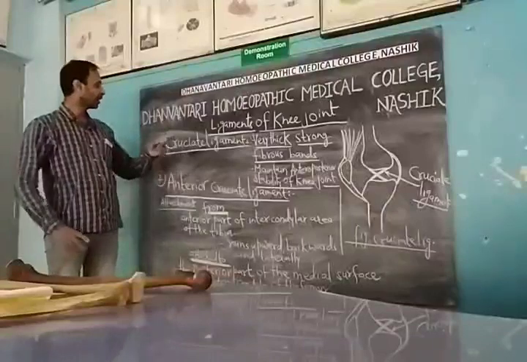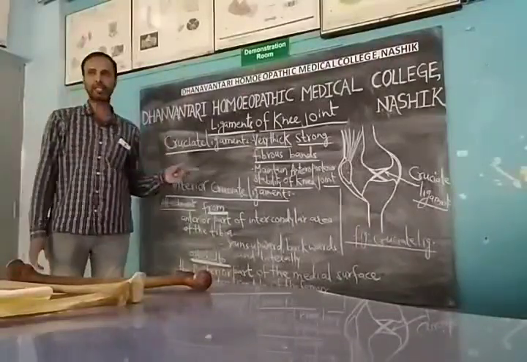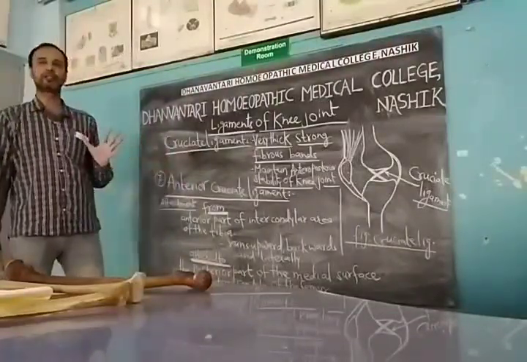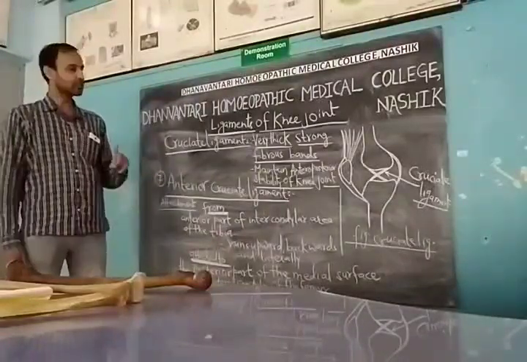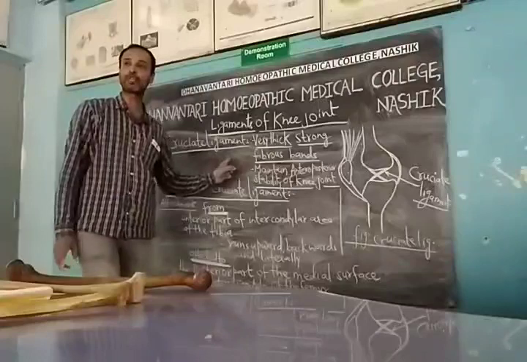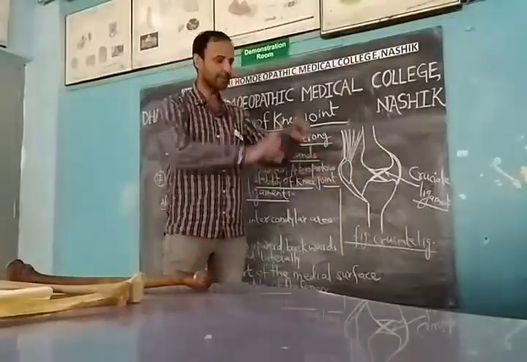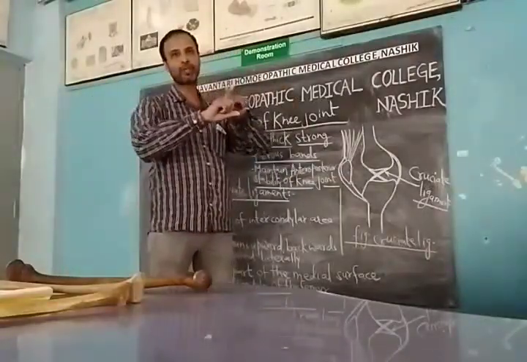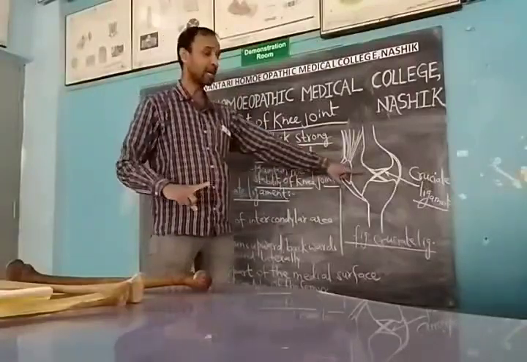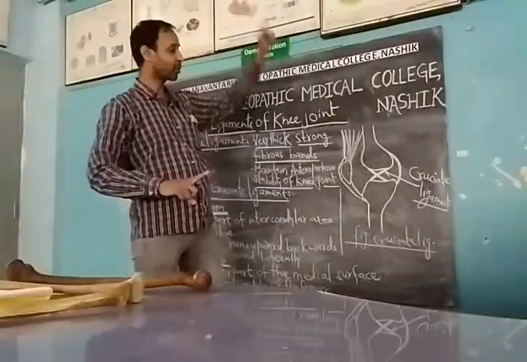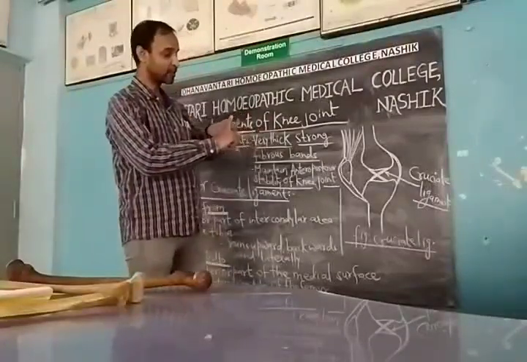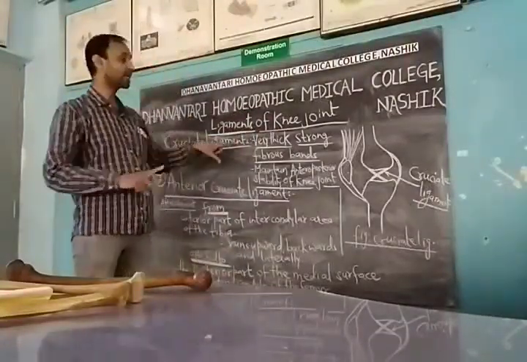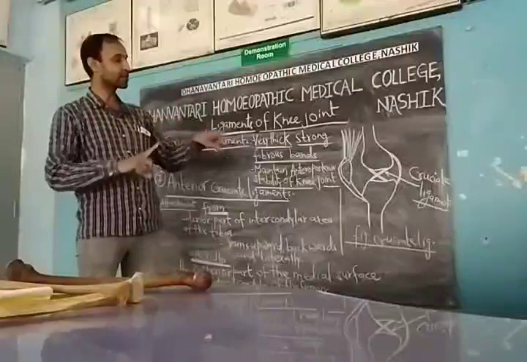Now the next ligament we are going to learn, the 7th ligament, is about the cruciate ligaments. These are the two cruciate ligaments, the anterior cruciate ligament and the posterior cruciate ligament. The name itself suggests cruciate. See in this diagram, this is a cross. Cruciate means a cross. Because the two ligaments are crossing, it gives a strong support, and that's the reason these are called cruciate ligaments.